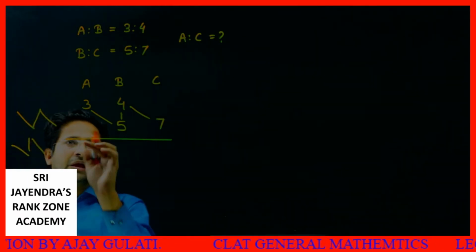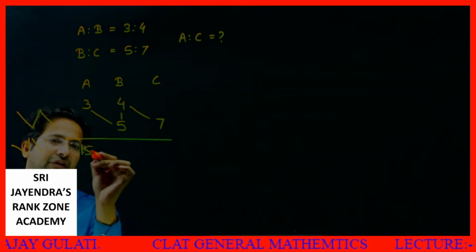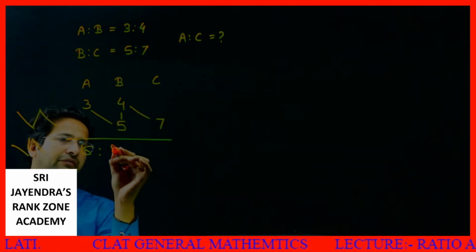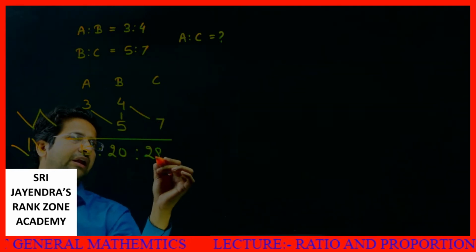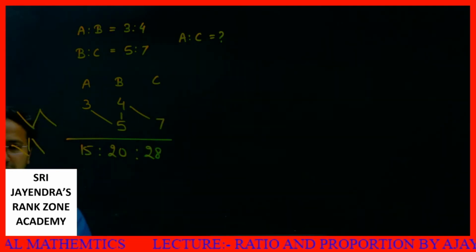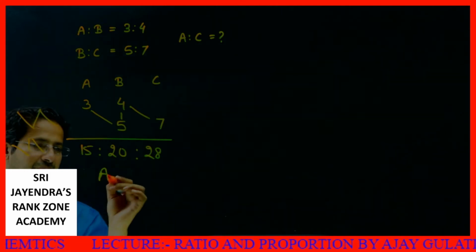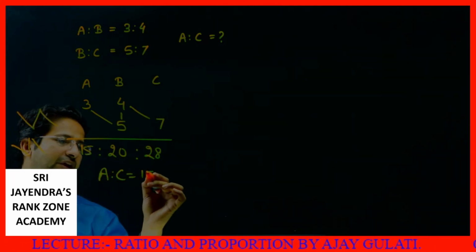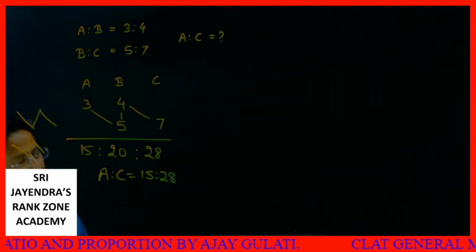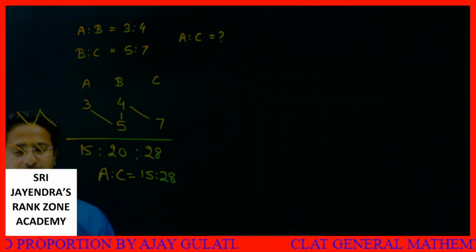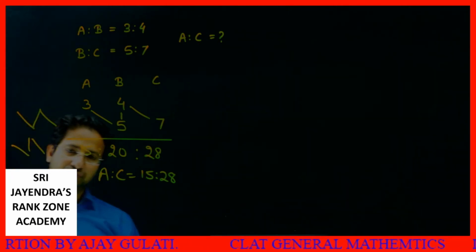A is 3 into 5, 15. B is 4 into 5, 20. C is 4 into 7, 28. Now somebody asked me A is to C. Then A is to C will be 15 is to 28. I hope it must be clear to all of you. Any doubts? No doubts? Okay.